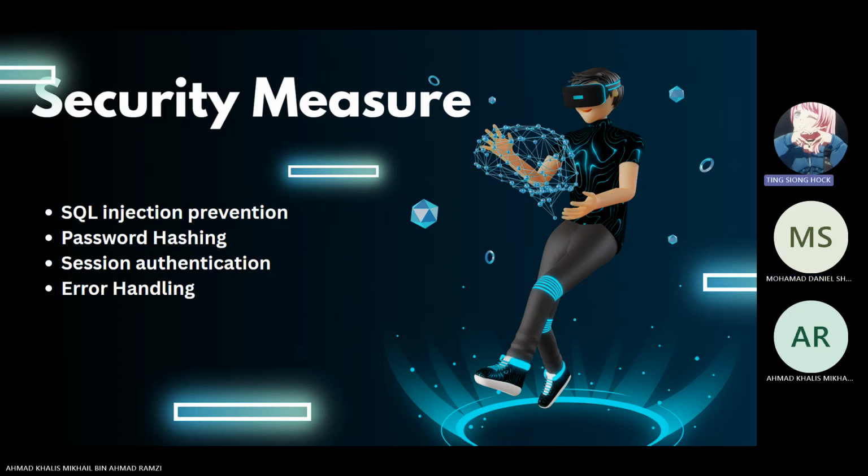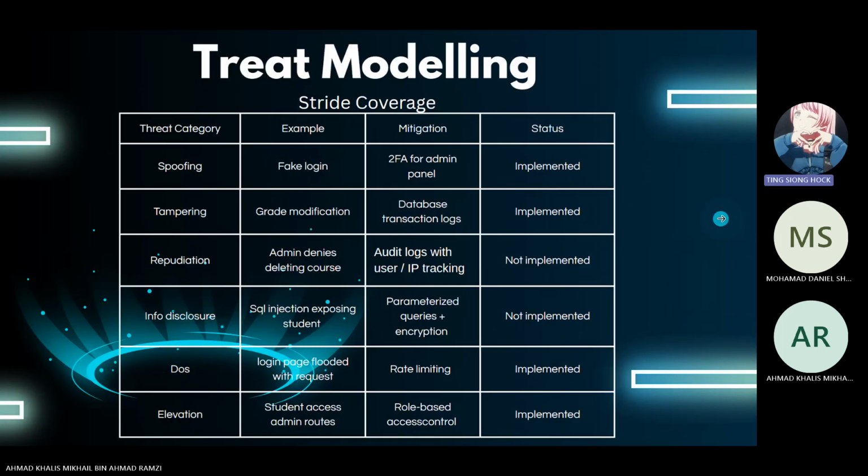Thank you, Mohammed. For the security measures, we include four parts: SQL injection prevention, password hashing, session authentication, and also error handling. For the threat modeling within the STRIDE coverage, we took six categories of threats, the first of which is spoofing.